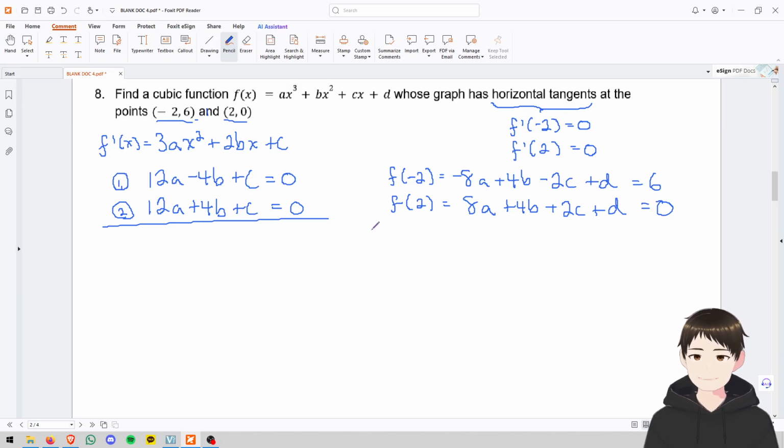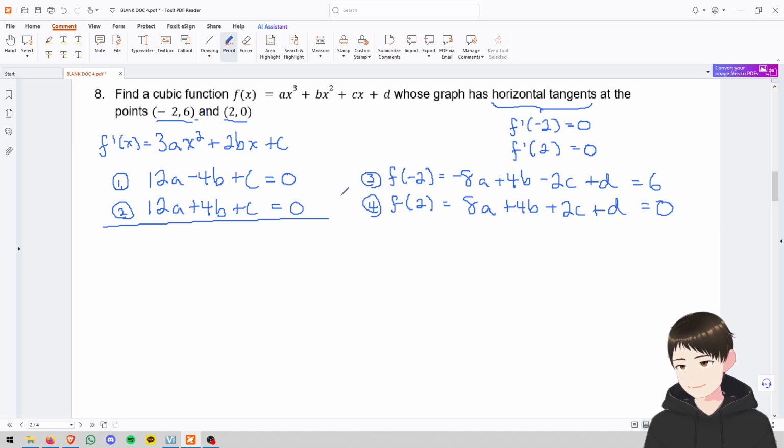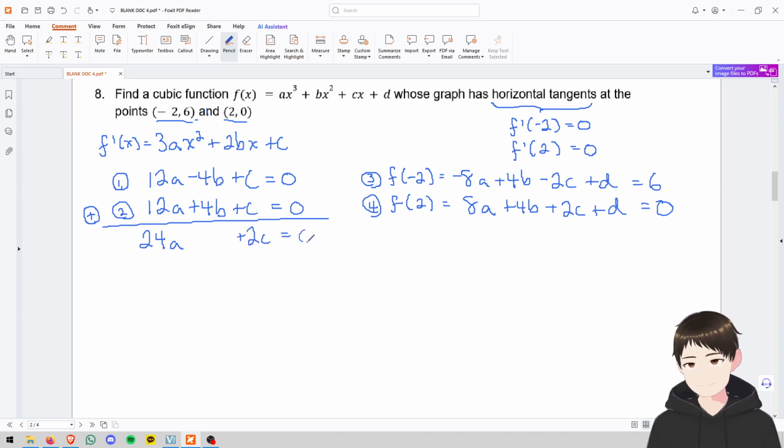I got 4 equations. Yay. Let's see what we can do. See if we can finesse this, because I'm already seeing some things we can cancel out. Look at this, -4, positive 4. I am going to add both together. I have 24a plus 0 plus 2c equals 0.